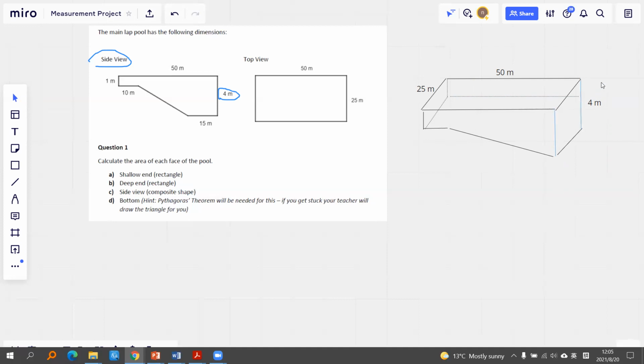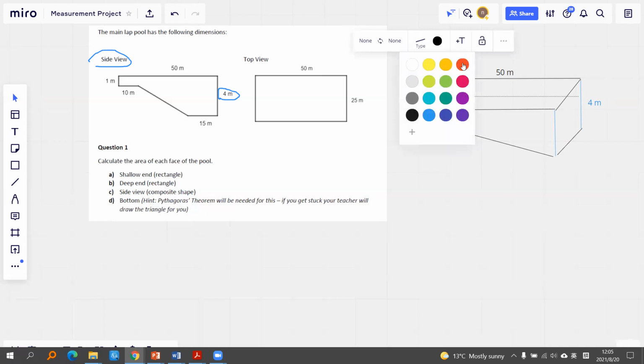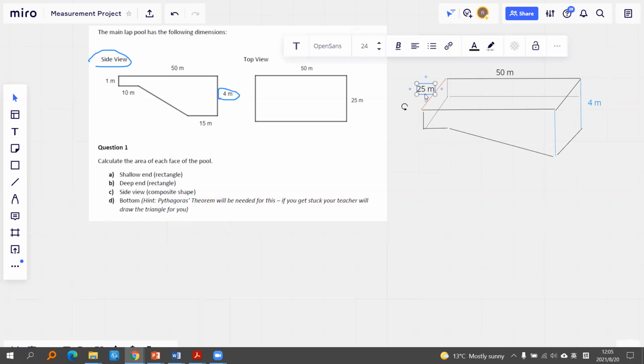So which means this is 4 meter. And I also change the color for the letter as well. Is there a way for me to change the color? Yeah, that's good. So this is 4 meter. That's the dips. And for the 50 meter, I just use black. And for the 25 meter, I use a different color, so I use orange. This one is also orange.